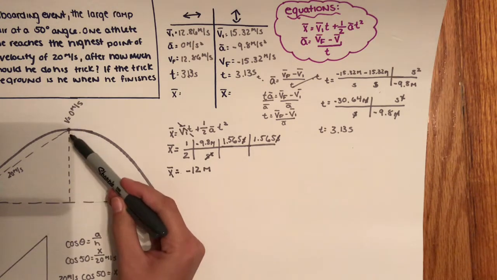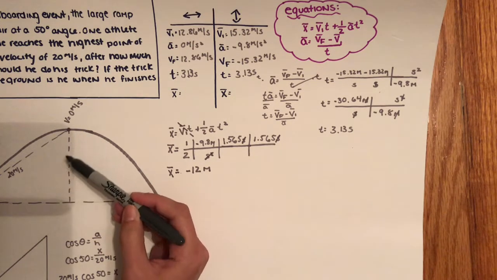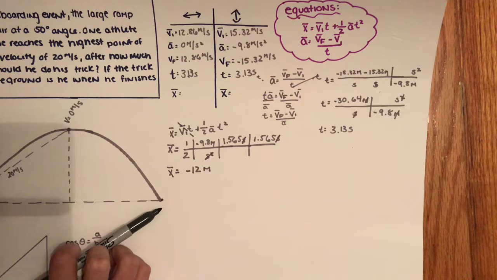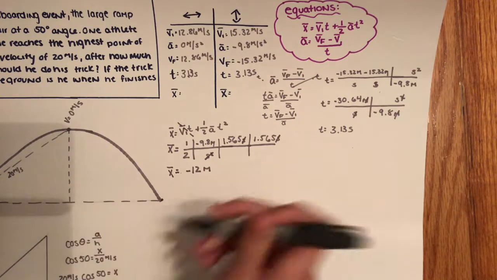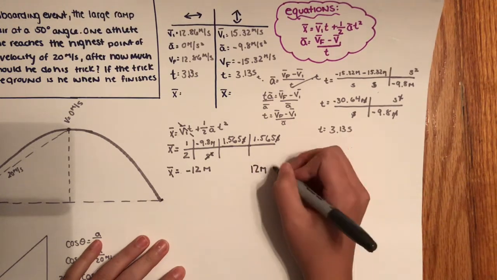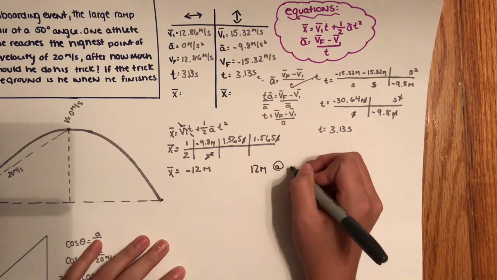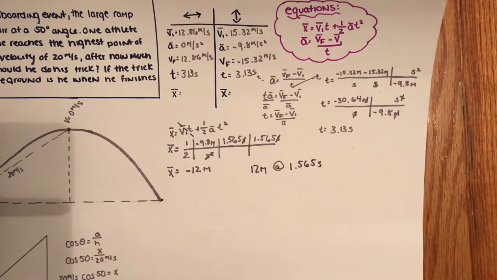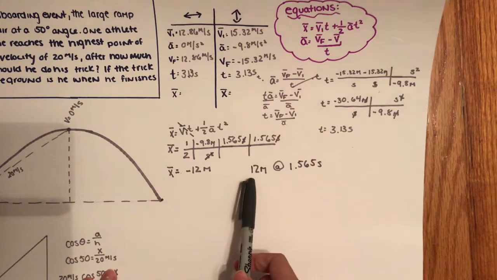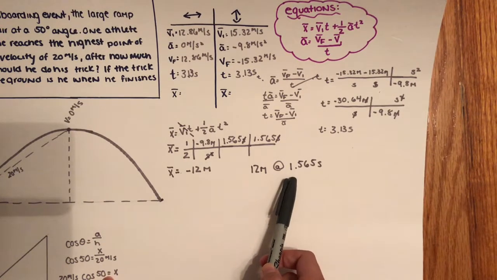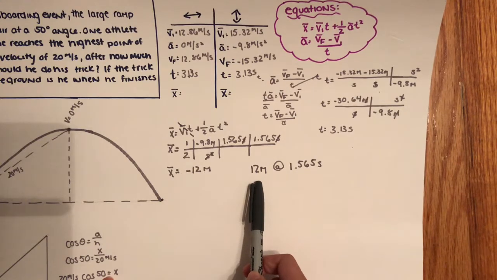But since we want to know the height, the direction really doesn't matter, just because it's 12 meters going down, just as it is 12 meters going up. So our answer is going to be that 12 meters is where he is at 1.565 seconds. So this answers the first part of our question, which is after how much time and at what height should he do his trick. He should do his trick after 1.565 seconds when he is at 12 meters in the air.